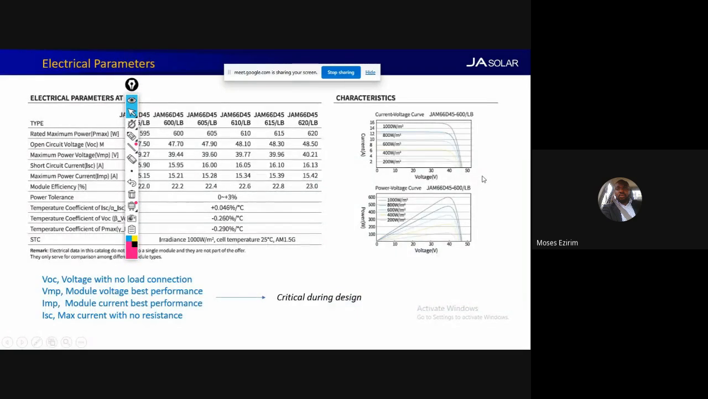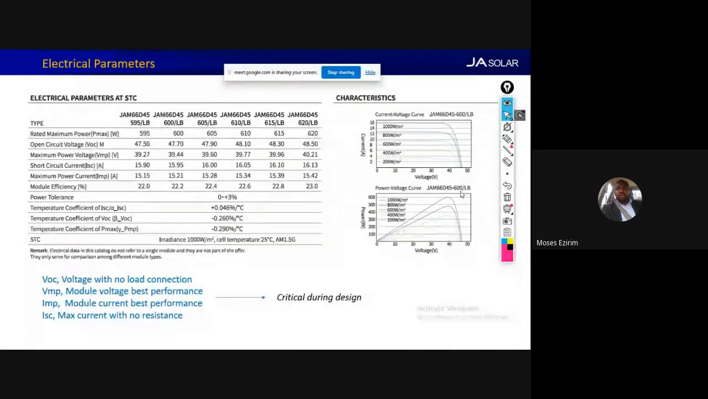Okay. All right. So this is the electrical property. Mr. Christopher has said much here, so I'm just going to play around with it. So this is the electrical property, and we have different power ratings. We have 595, we have 600, we have 605, 610, 615, and 620. All right. So the key parameters are what I've listed there.